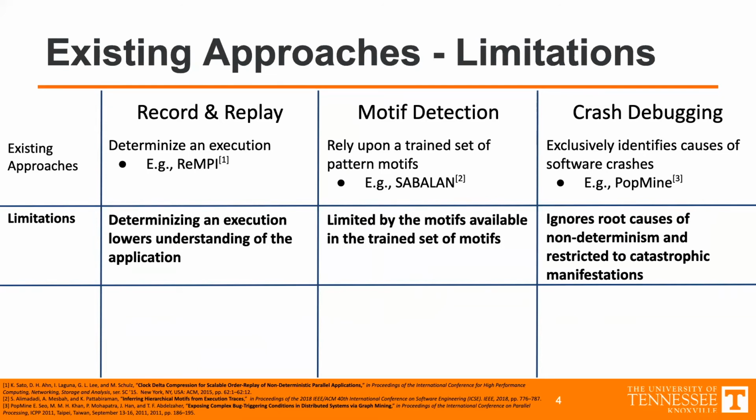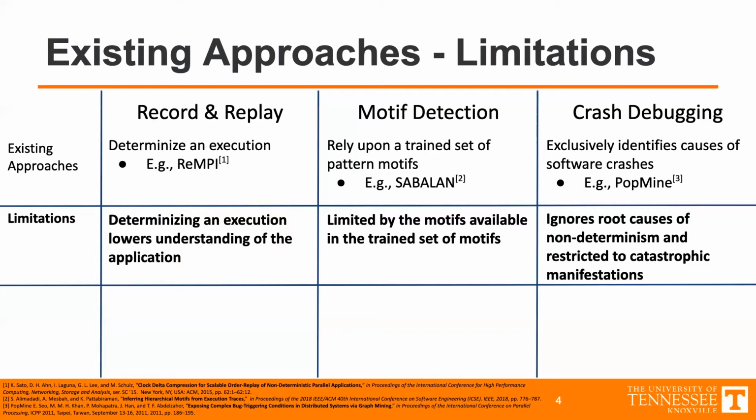In record and replay, you've determinized an execution, which is the point, but let's go a bit deeper into that. You've lowered your understanding of the application because let's say you have a simulation with a high dimensionality of input. The recorded execution is for one input set. Therefore, in the end, you end up only understanding one input. If a user does a different input, it could fail in a different way, or even the same way, and the bug was never actually fixed.